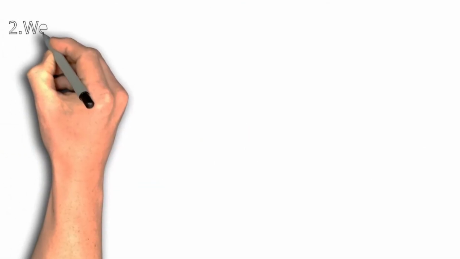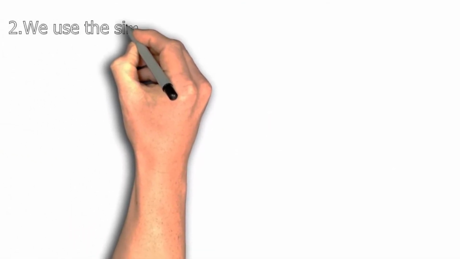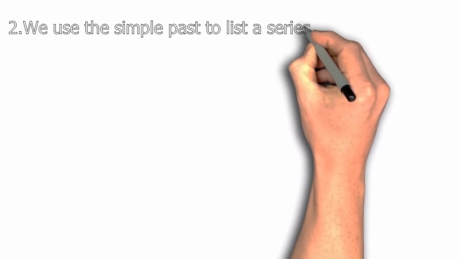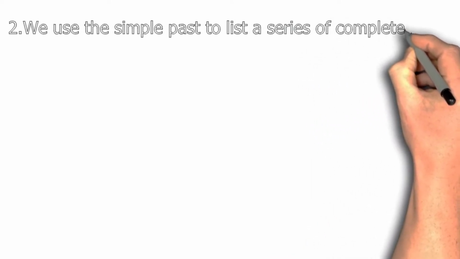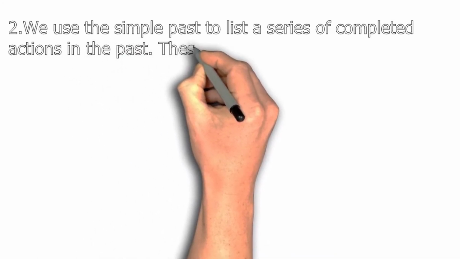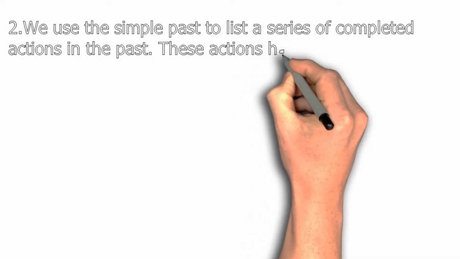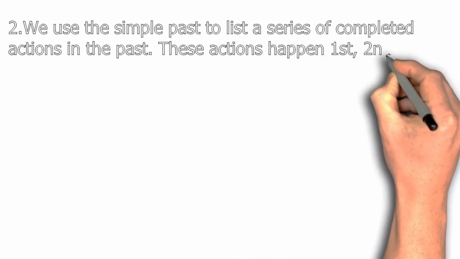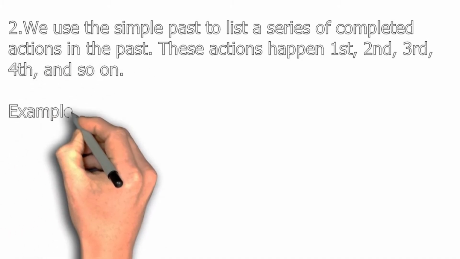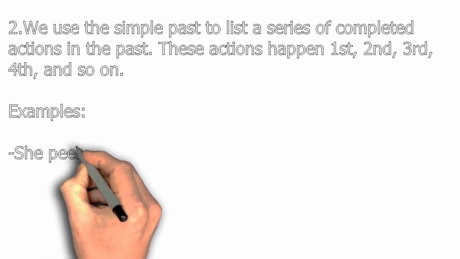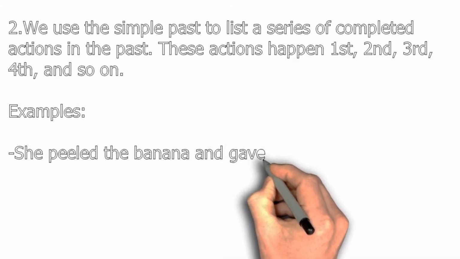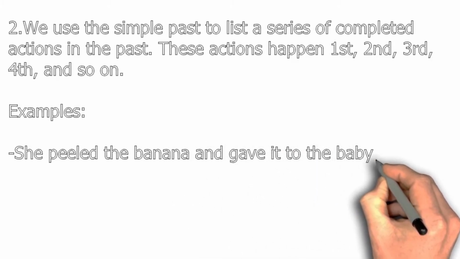Well, now we are going to learn the second rule. We use the simple past to list a series of completed actions in the past. These actions happen first, second, third, fourth, like that, one after another. That means, for example, she peeled the banana and gave it to the baby. Happened one after another.